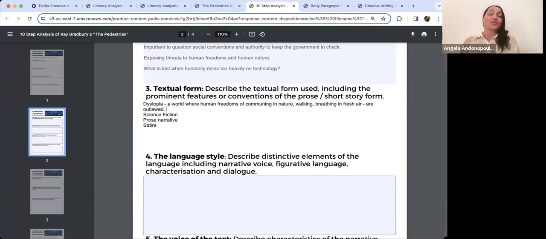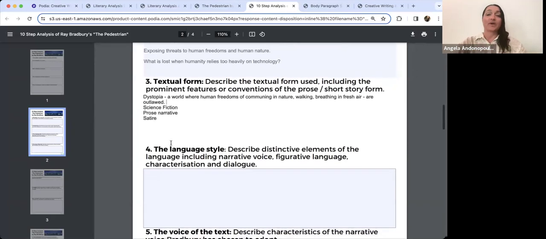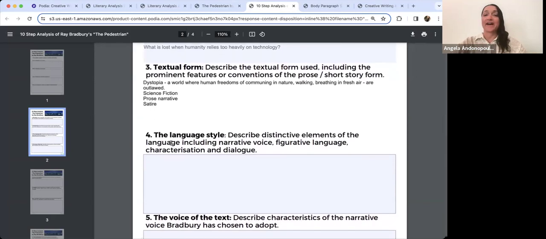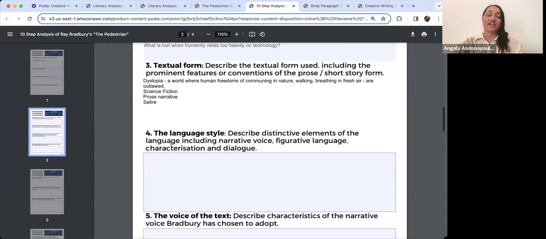It's an ambiguous ending, but that's an interpretation of what you could assume happens to him, to be sort of reprogrammed to slot back into this society where he no longer desires to be out in nature, walking and breathing in fresh air.